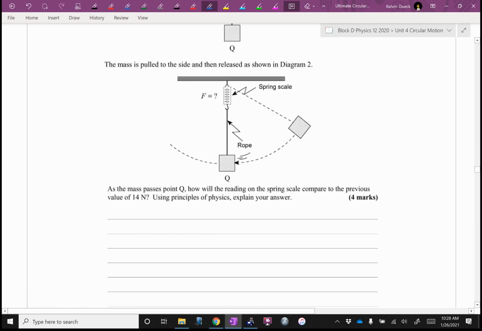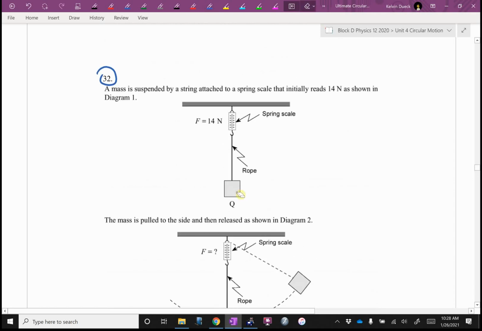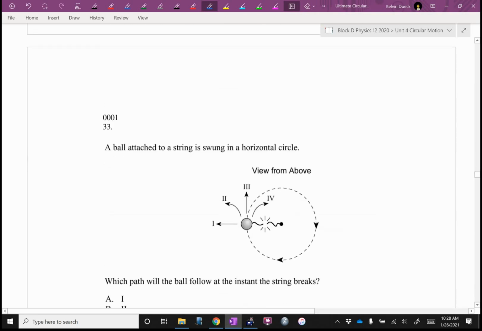32 is okay. Don't let it panic you. You can look at my answer if you want, but basically it's saying, okay, when this is at rest, tension is 14 newtons. If we swing it, what's going to happen to tension? Bigger, smaller, or stays the same? And prove it. I think a good free body diagram will do it for you. You can make up numbers if you want to, but that's not too bad a one.